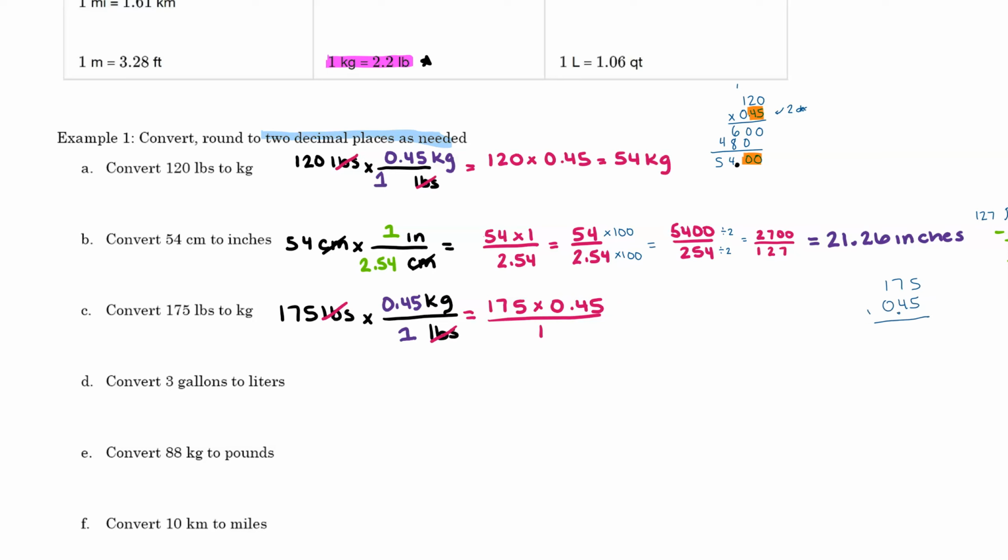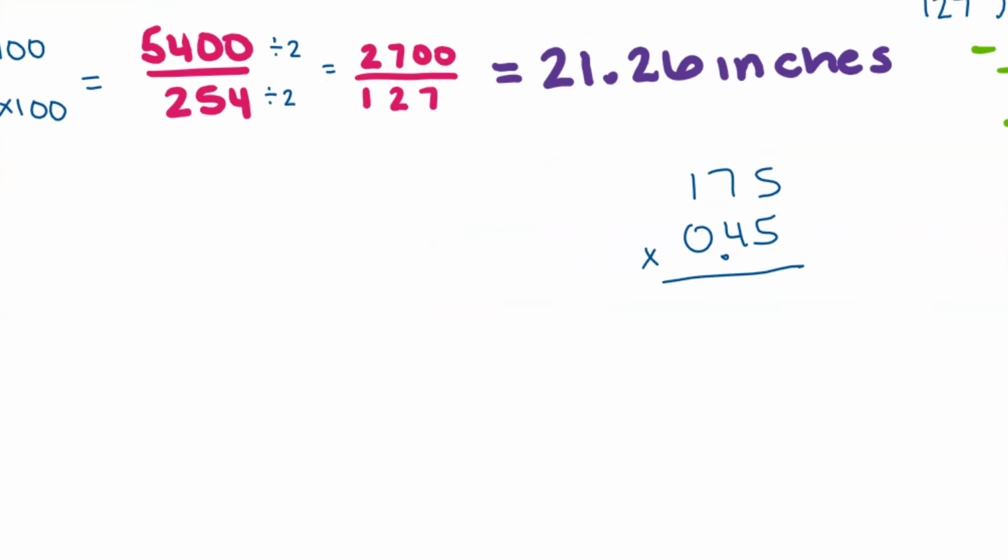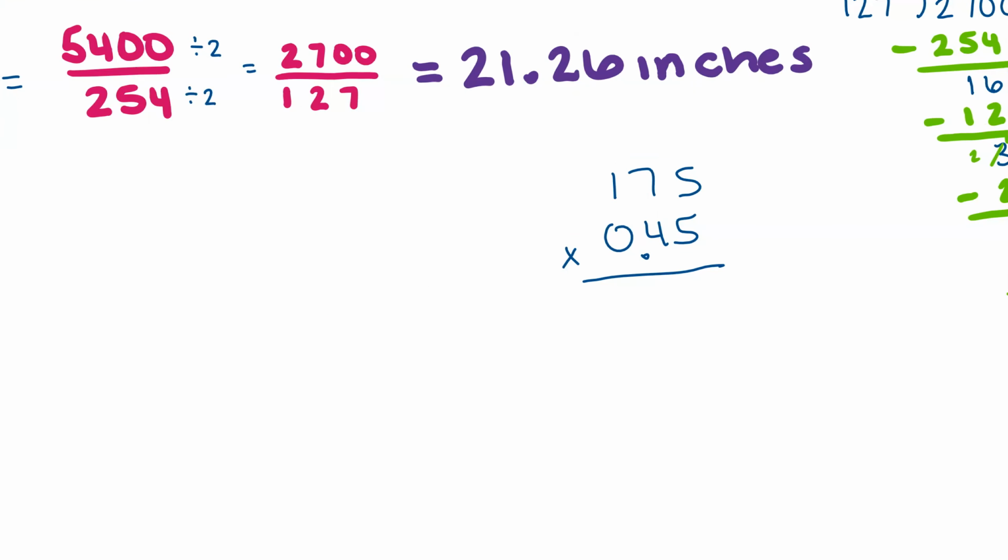Since 0.45 has 2 decimals, my answer will have 2 decimals. And I'm just going to do this one by one. So 5 times 5 is 25, carry the 2. 5 times 7 is 35, 36, 37, carry the 3. 5 plus 3 is 8. Now I'll move over and I'll do the 4. 4 times 5 is 20. So 20, carry the 2. 4 times 7 is 28, 29, 30. Carry the 3. 4 times 1 is 4, plus 3 is 7.